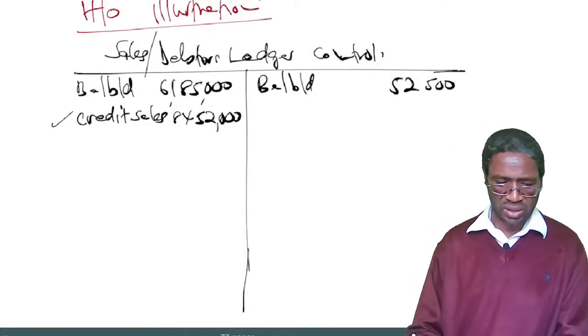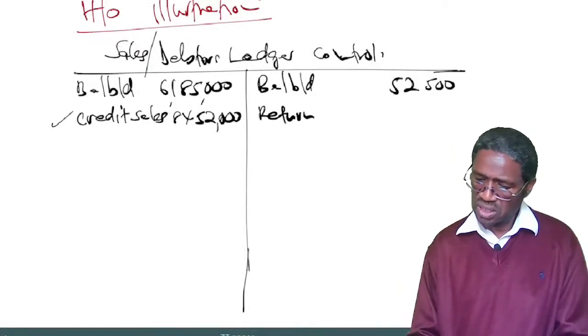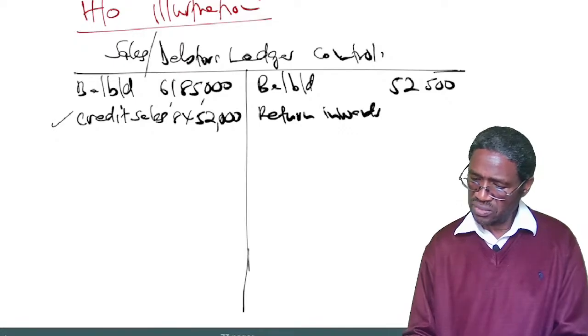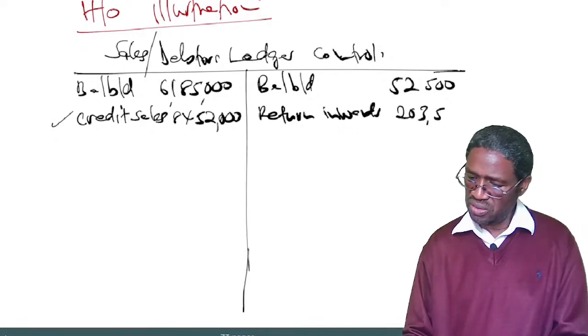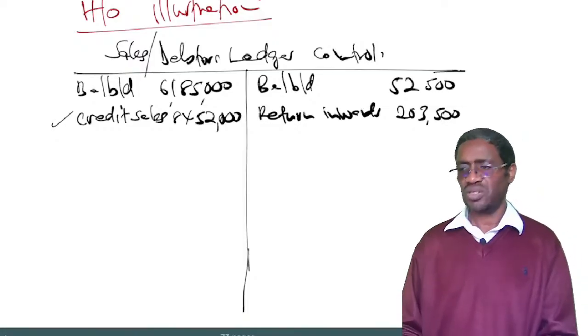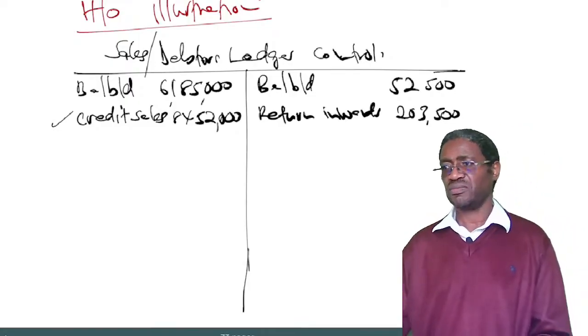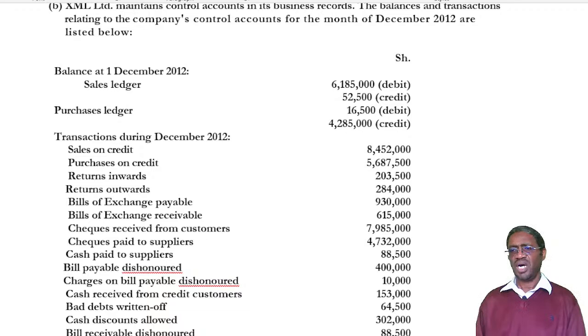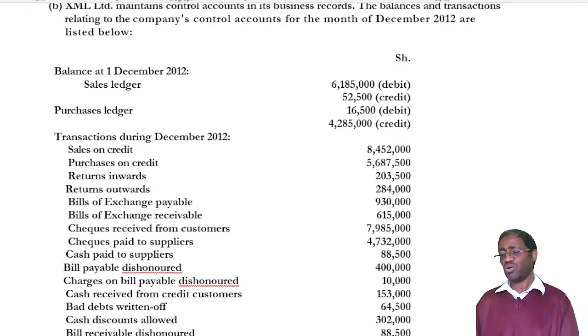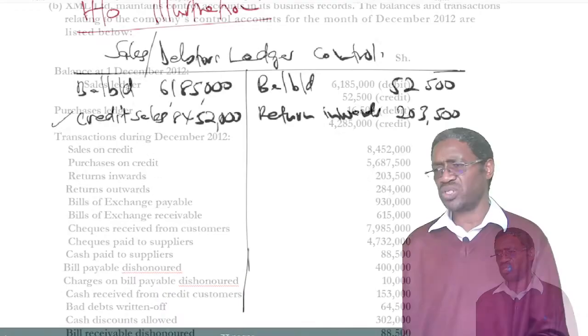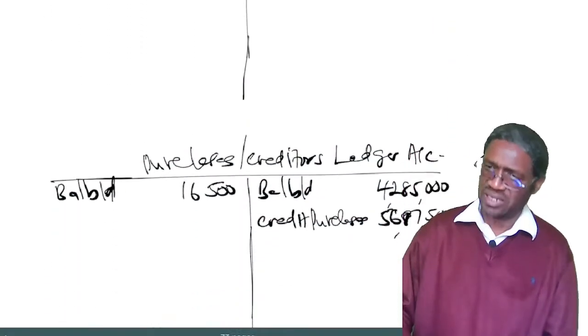203,500. Do it. This is return inwards. 203,500. Good. After that, we go to the next one. After return inwards, we have return outwards. Okay. Here is a supplier we bought goods from. Now we are returning out those goods. When we purchase the goods, we must have credited.